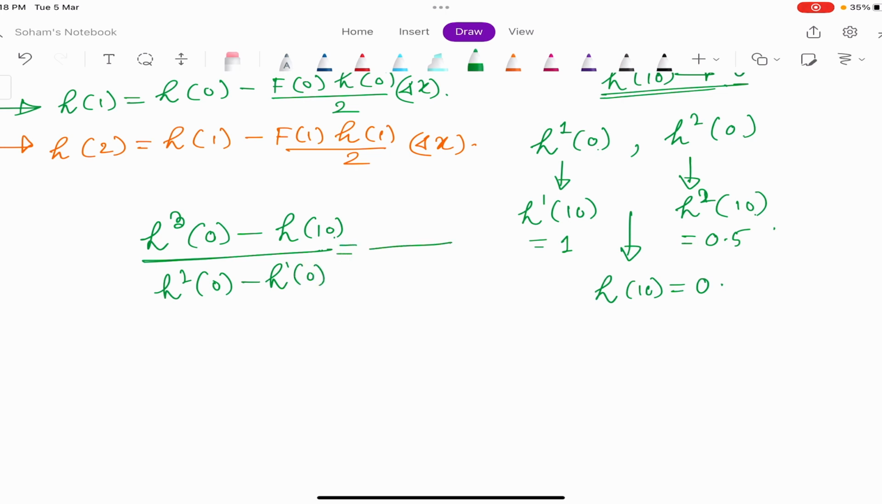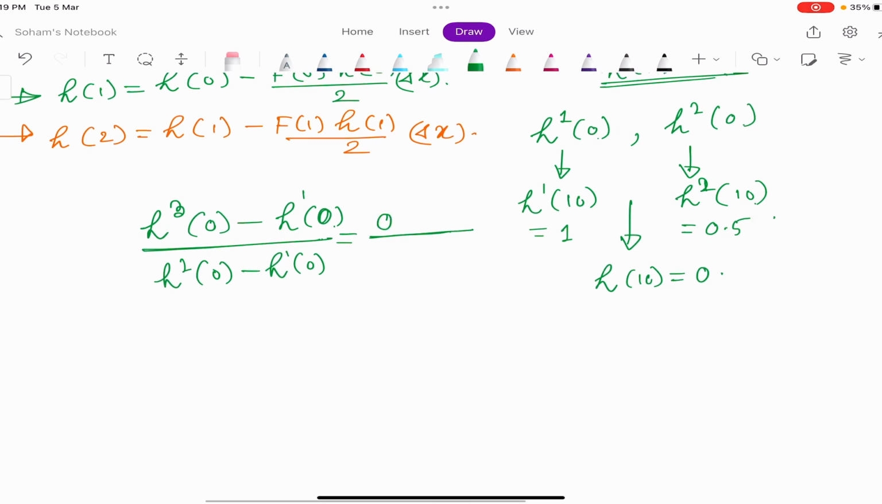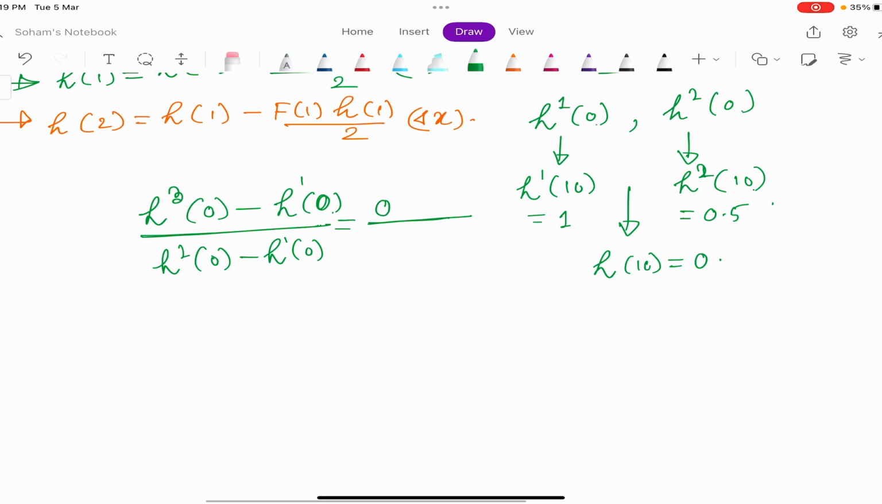then you can interpolate as h3 of 0 minus h1 of 0, sorry, h1 or h2, anything, you are just interpolating. So this will be what, now for h3 of 0, what should be the value? This should be 0, right? This should be 0. So this is the value that we want.